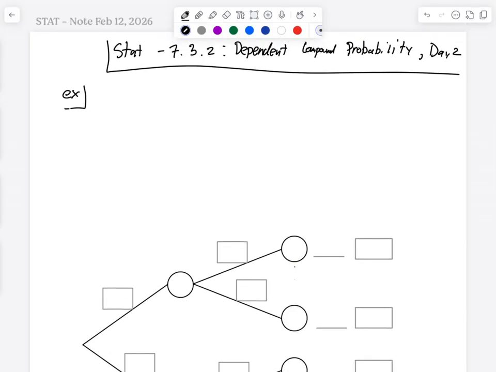So first off, let's do an example of a different scenario that is very common. And this is called false positive, false negatives. These are testing.